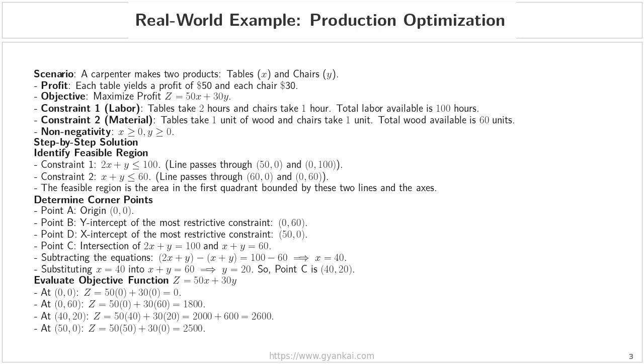Now we move to step 3, evaluating the objective function. We will plug each of these 4 corner points into our profit formula, z equals 50x plus 30y. At the origin (0, 0), the profit is 0. At point (0, 60), the profit is 50 times 0 plus 30 times 60, which gives us $1,800. At point (40, 20), the profit is 50 times 40 plus 30 times 20. That is $2,000 plus $600, resulting in $2,600. And at point (50, 0), the profit is 50 times 50 plus 30 times 0, which is $2,500.